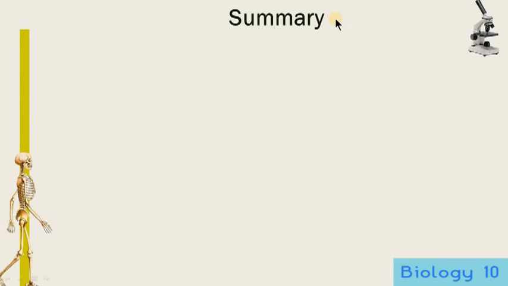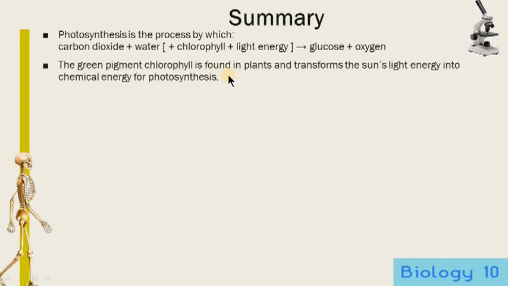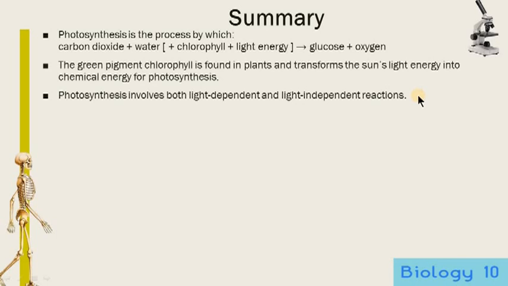So let's summarize. Photosynthesis is the process by which carbon dioxide and water is used by plants to produce glucose and oxygen. Chlorophyll is the green pigment found in plant cells. It traps the light energy from the sun and converts it into chemical energy. The process of photosynthesis involves two main parts: light-independent reactions and light-dependent reactions. Light-dependent reactions require sunlight. Light-independent reactions do not.